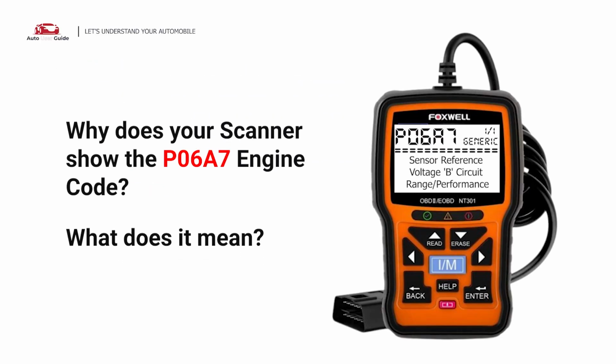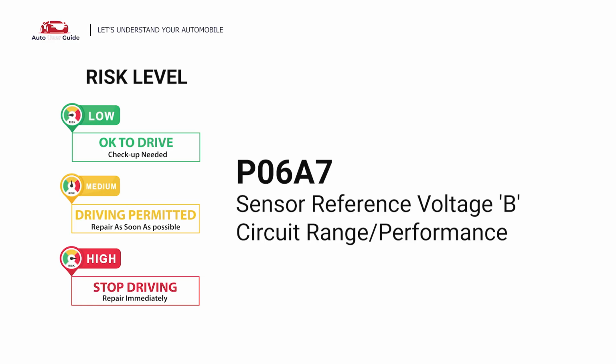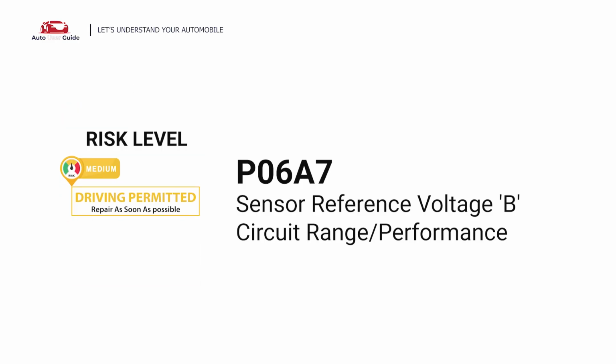Why does your scanner show the P06A7 engine code? What does it mean? P06A7 is a diagnostic trouble code for sensor reference voltage B circuit range or performance.